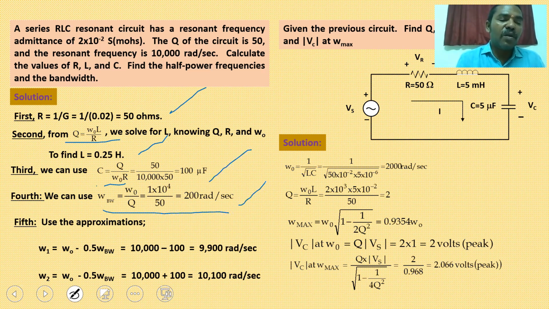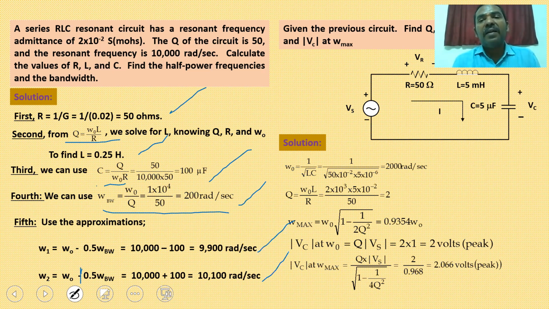So omega 1 is equal to omega naught minus R by 2L. So R by L, you can write it as bandwidth. So 0.5 into bandwidth. So you can get 9900 radians. Similarly for omega 2, omega naught plus 0.5 into bandwidth. So you can get 10,100. So this is the solution for the circuit.